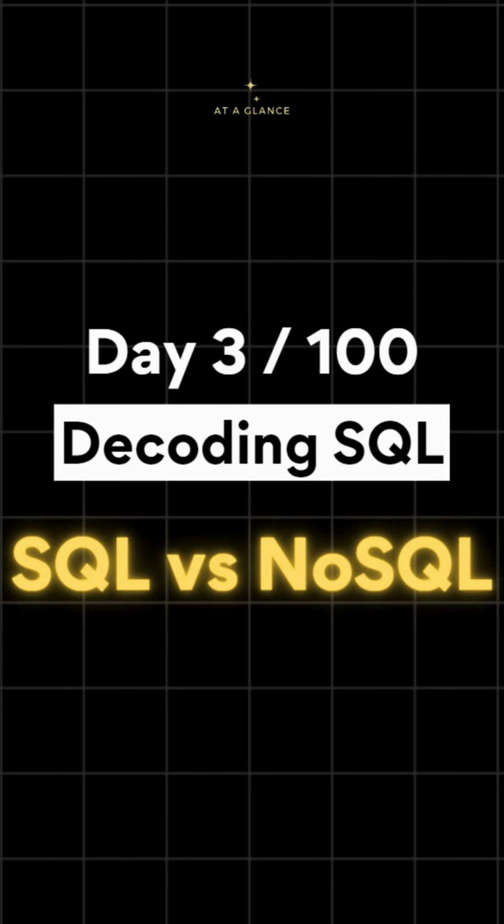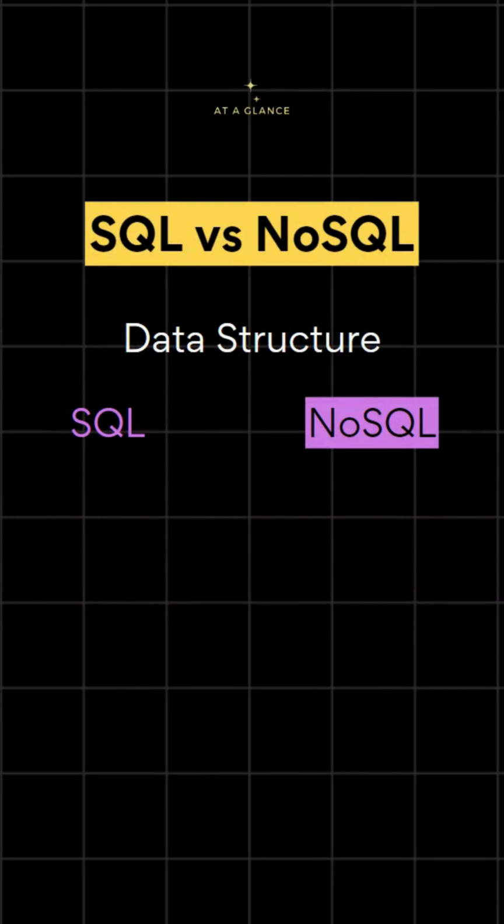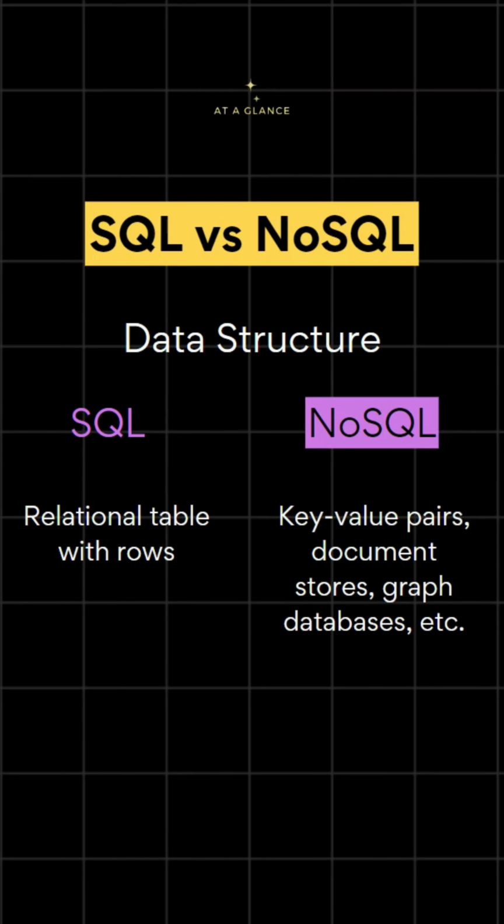Today, we'll see SQL versus NoSQL. So let's have a look at the difference with respect to data structure. When we talk about SQL, it has a relational table with rows. That means there are rows and columns present inside it. We store the data in the form of rows and columns, which we call a table. When we talk about NoSQL data structure, it can be key value pairs, it can be document stores, or it can be graph databases.